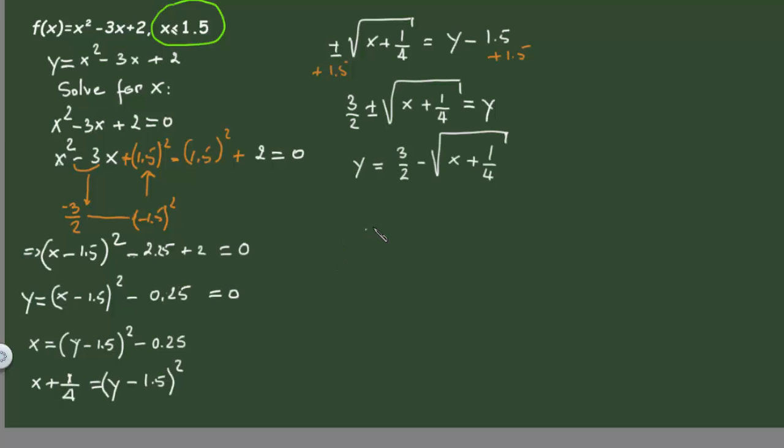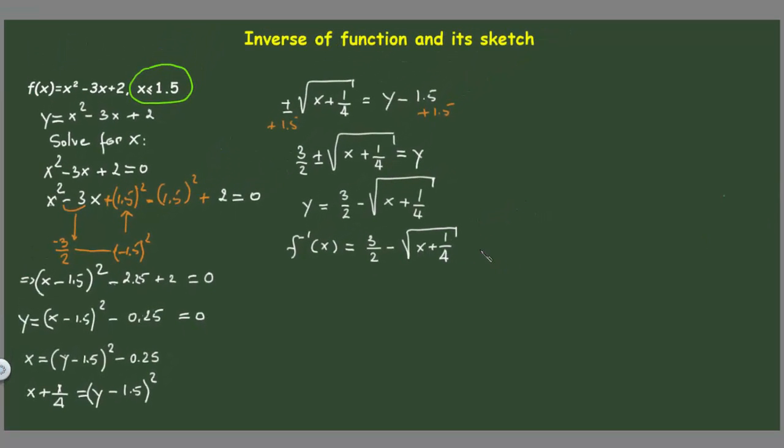Now we can rename y as f inverse, saying that f minus 1 of x equals 1.5 minus the square root of x plus 1/4. And that's our inverse function.